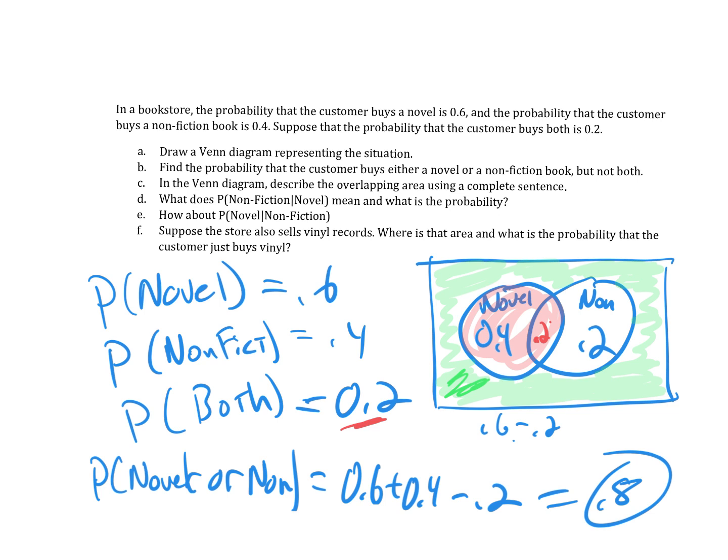So let's see. Let's do some calculations. I'm just looking at part F. Part F is the part that I just shaded in. Well, that's the vinyl, isn't it? Because they only sell fiction, nonfiction, and vinyl. So this is the probability that they buy vinyl.